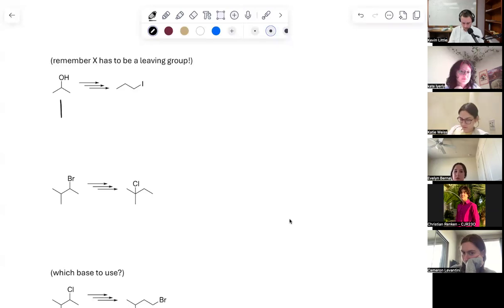Although H2SO4 and heat, which isn't something we talked about, but that will do an elimination. So that is an option. I'm not going to test you on this reaction, but that is a very convenient way to go from an OH to an eliminated product. But we haven't talked about that one, but feel free to use it. What's another way we could turn OH into a leaving group?